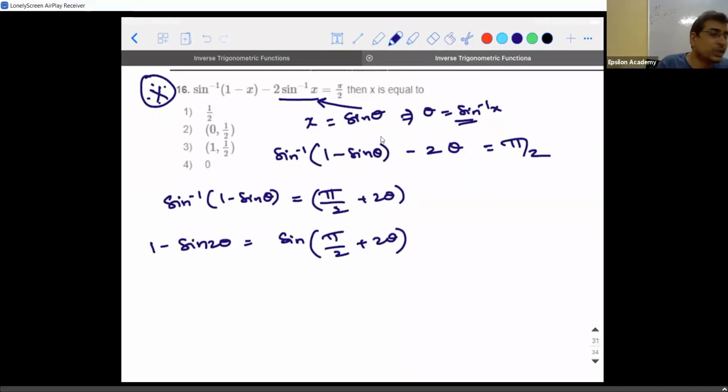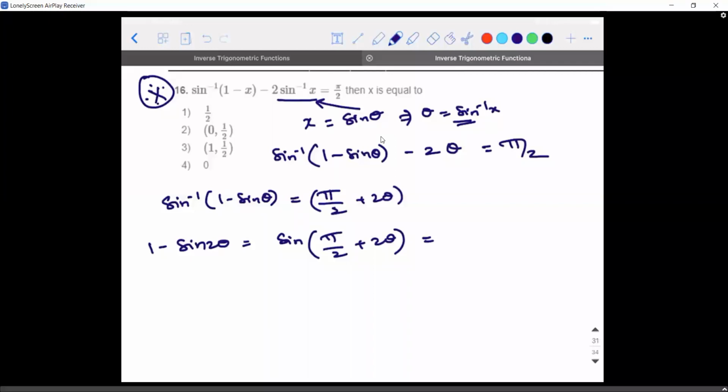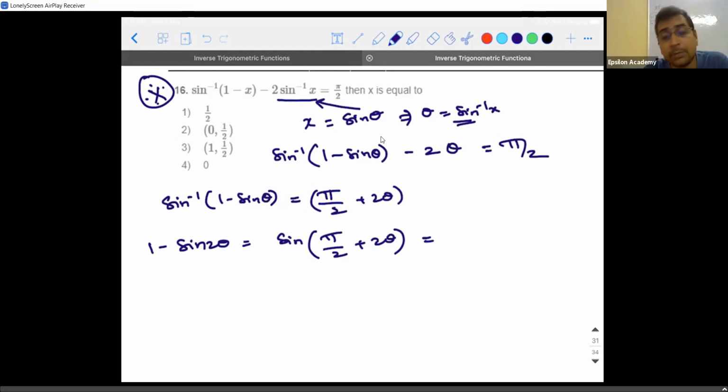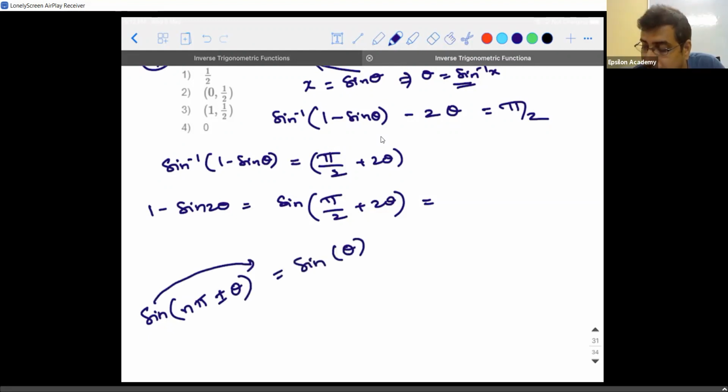What is sine of pi by 2 plus 2 theta? Sine 2 theta. Right. Sine of pi plus 2 theta. See, I think you guys forgot all these things. You have a trigonometric function, okay? You have integral multiples of pi plus or minus theta, then the trigonometric function will be as it is. Sine of theta, it can either be plus or minus depending on the value of n.